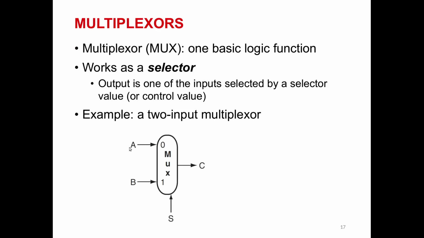You will have two inputs A and B, and you have a selector here. If the selector is 0, the value of A will be selected and directed to output C. So C will equal A if the selector is 0. And if the selector is 1, it will select B for the output, and so in that case input B will be directed to C and get out, or in other words, C will equal B if S is 1.